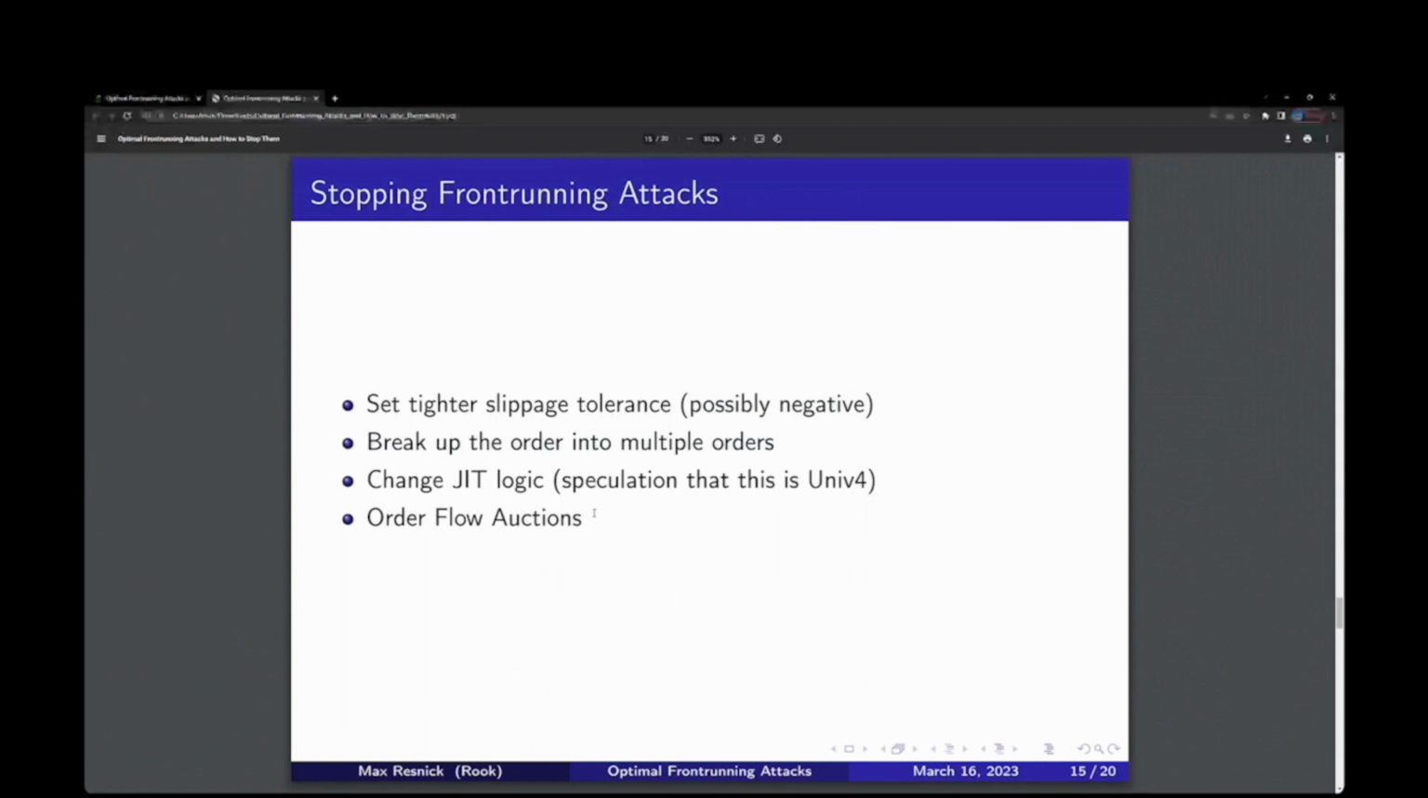And then the last thing I'll talk about is order flow auctions, which is what I've been working on a lot in my own research. And I think it's bigger than just this question, but it tackles a lot of how we make this better for liquidity providers and for traders.